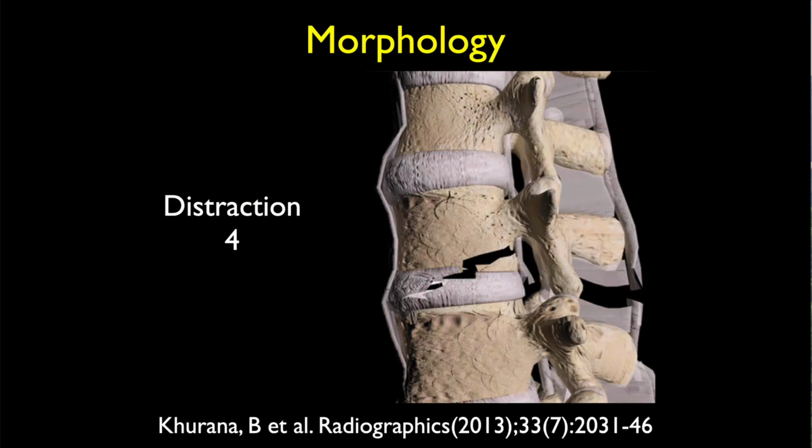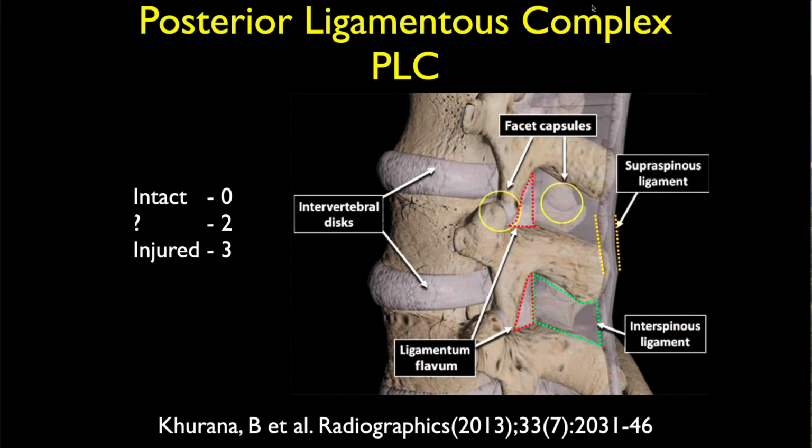And then you can have a distraction lesion, which is the worst overall, where you tend to also get injury to the posterior elements. And these have a very high incidence of associated neurologic injury. So in this, an important thing is the posterior ligamentous complex, the PLC, which again is the spinous processes, these ligaments, and the interspinous ligaments here.